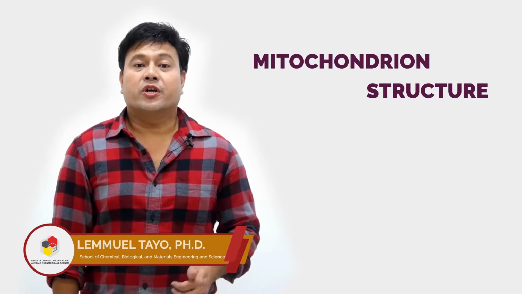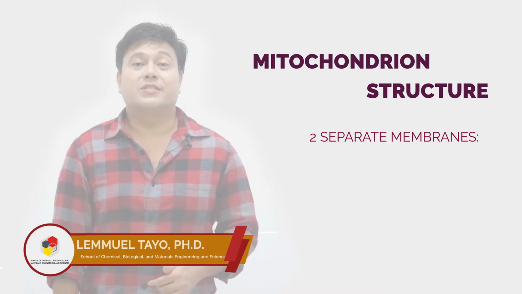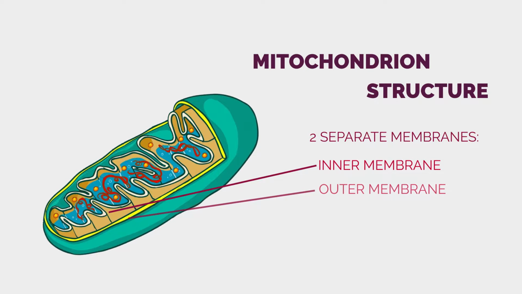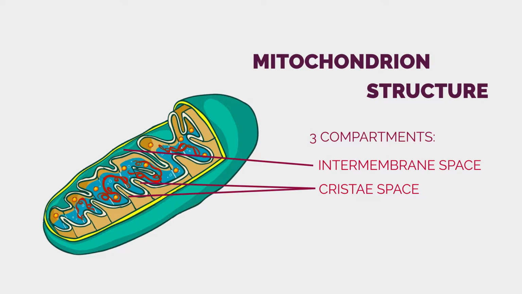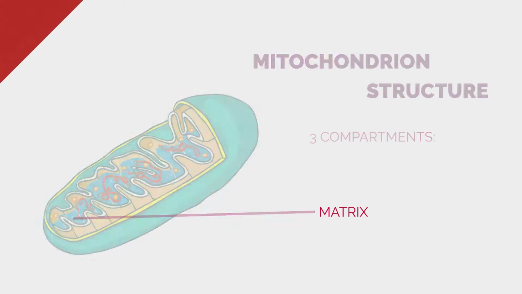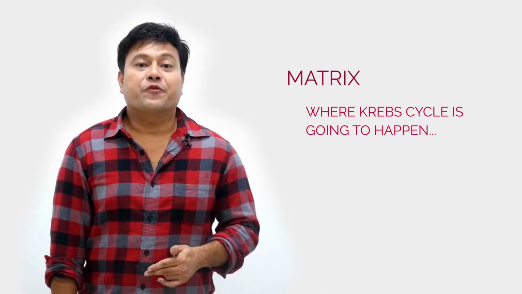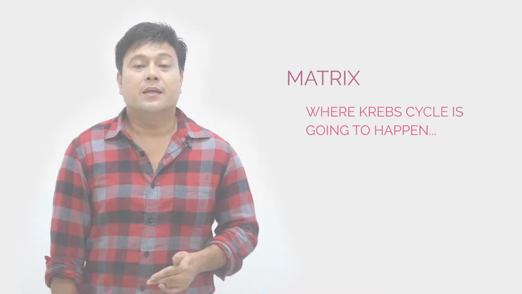The mitochondrion structure has two separate membranes. We have the inner membrane and the outer membrane. There are other compartments known as the intermembrane space, cristae, and the matrix. The matrix is where Krebs cycle is going to happen.